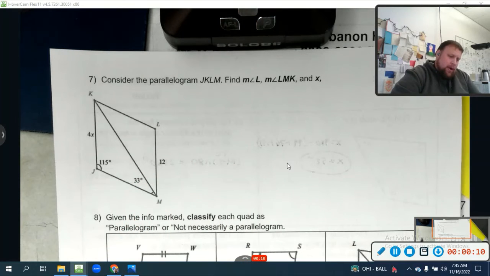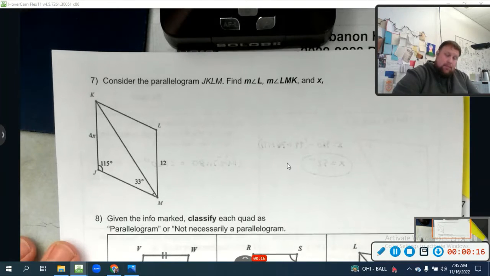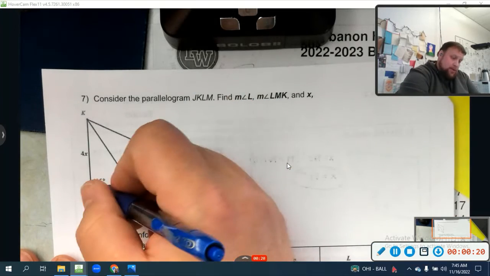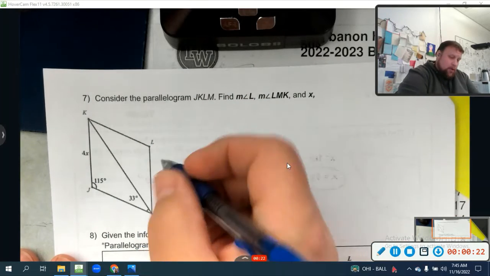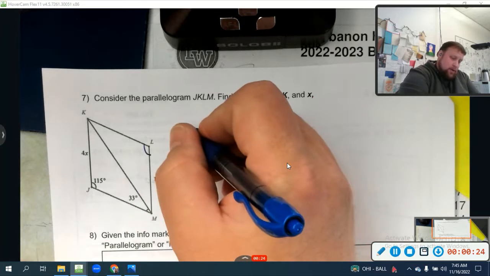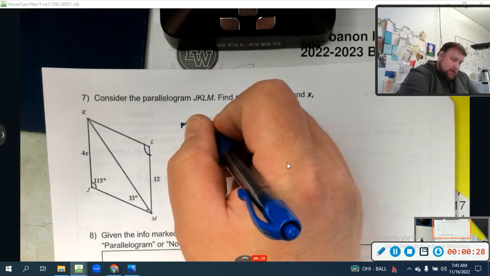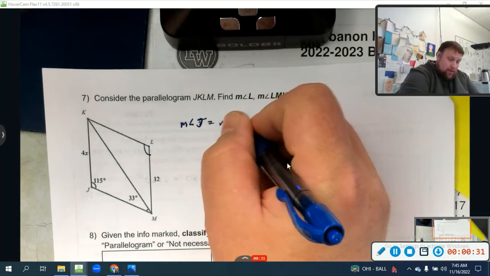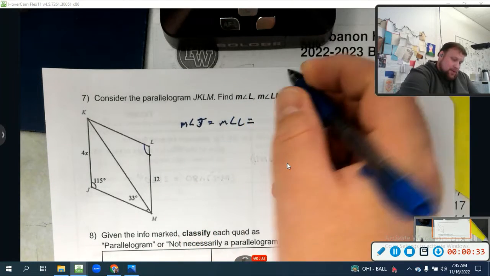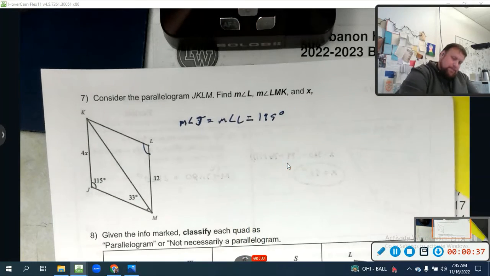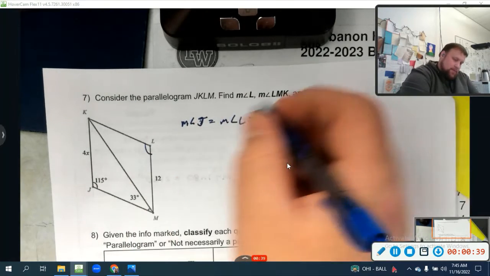Consider the parallelogram JKLM. Find the measure of angle L, the measure of angle LMK, and X. Several of these are easy, some are not. So, measure of angle L, super easy. We're told this is a parallelogram, which means opposite angles are congruent. So the measure of angle J equals the measure of angle L, which is going to be 115 degrees. They're just opposite angles, so they're the same.